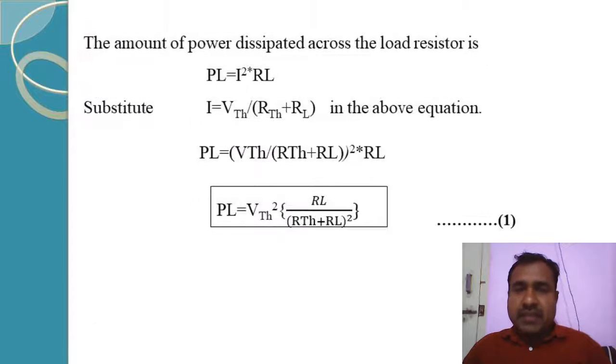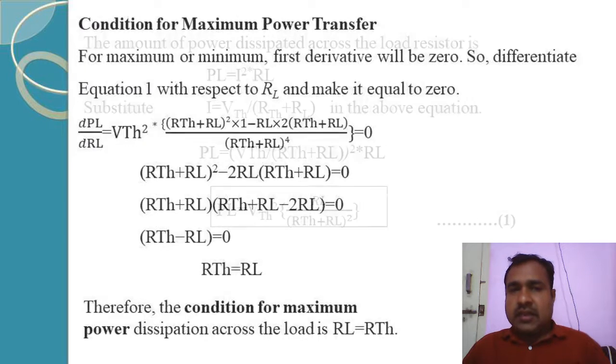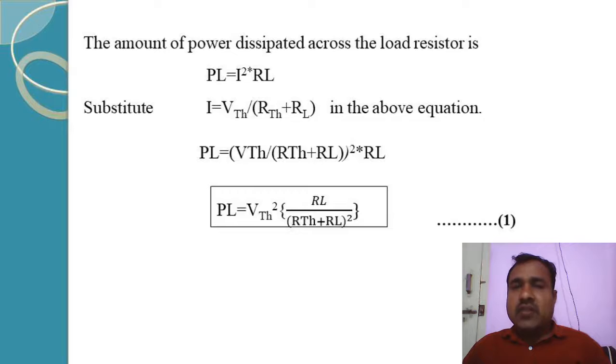We have seen PL is equal to VTH square into RL divided by (RTH plus RL) square. Now if I differentiate this equation with respect to RL, what happens? dPL divided by dRL. Since RL is there in the numerator and denominator, it is in the form of a U by V function, which is V into derivative of U minus U into derivative of V, divided by V square.